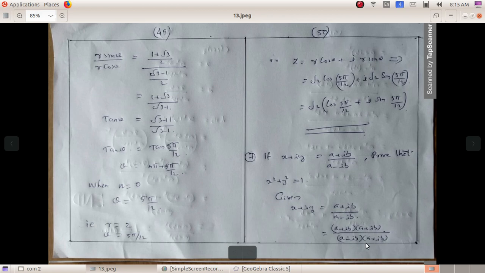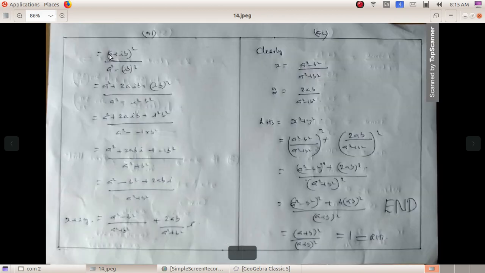This is a square minus b square as the denominator. Then use the formula a square plus 2aib plus (ib) whole square, and so on. And you get (a square minus b square plus 2abi) by (a square plus b square). So it is (a square minus b square) divided by (a square plus b square), plus i times 2ab divided by (a square plus b square). This big term is split into two simple terms. So x is (a square minus b square) divided by (a square plus b square), and y is equal to 2ab divided by (a square plus b square).